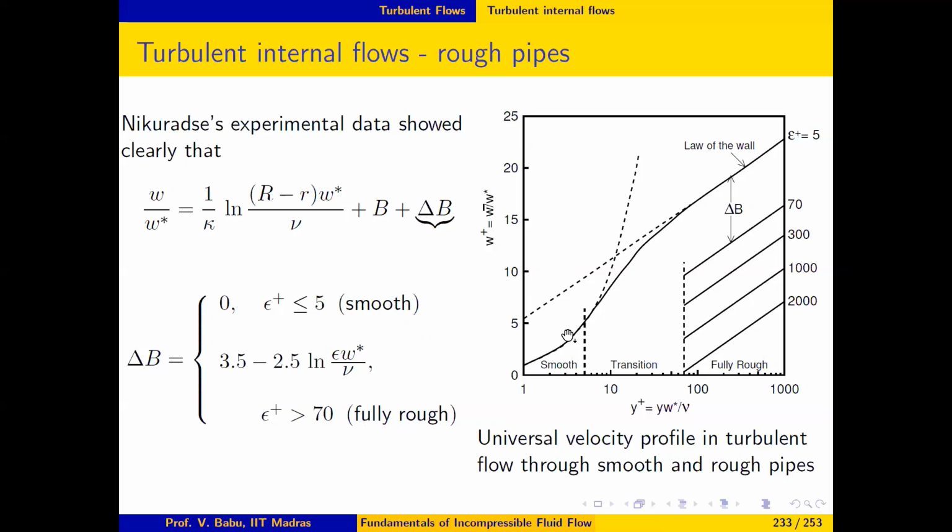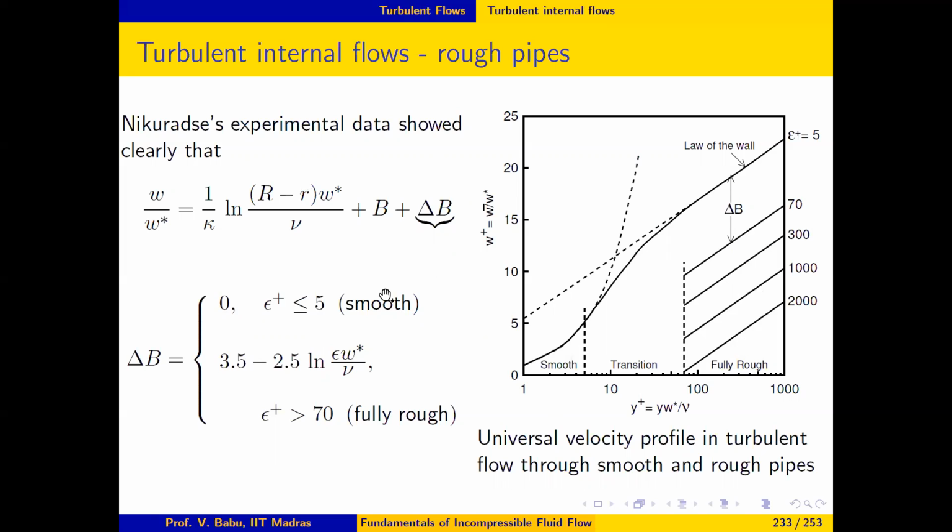The pipe is smooth in this region, epsilon plus less than 5. That is, as you can see, y plus less than 5 in this region. The pipe may be considered to be smooth without any downshift of the velocity profile. And in this region, when epsilon plus becomes more than 70, we can see that this dashed line corresponds to y plus of 70. When epsilon plus becomes higher than 70, the pipe may be termed fully rough.